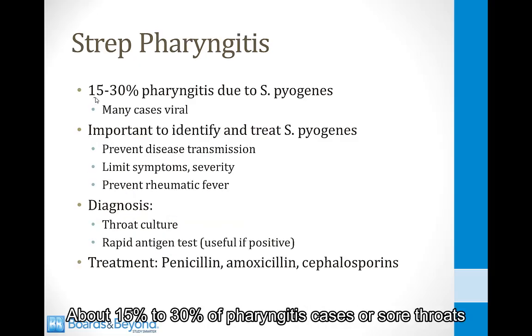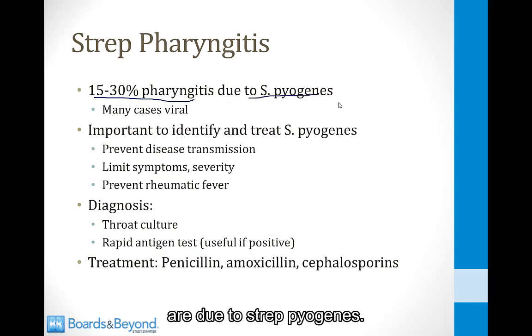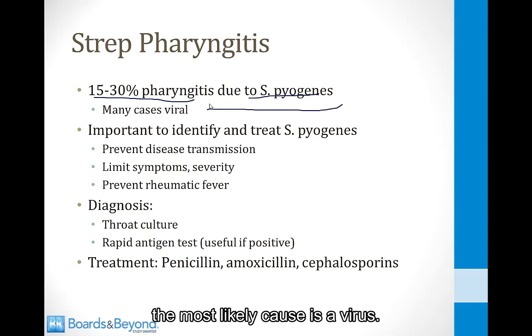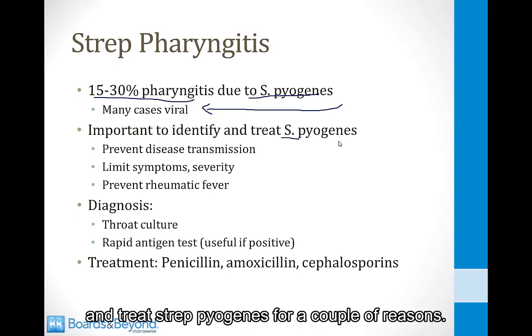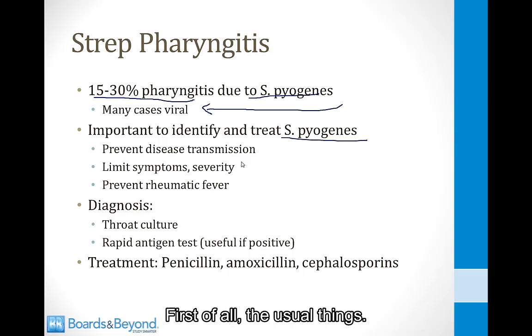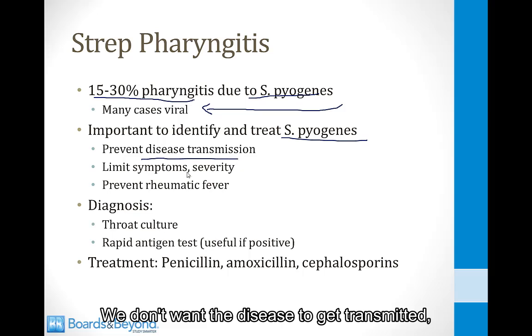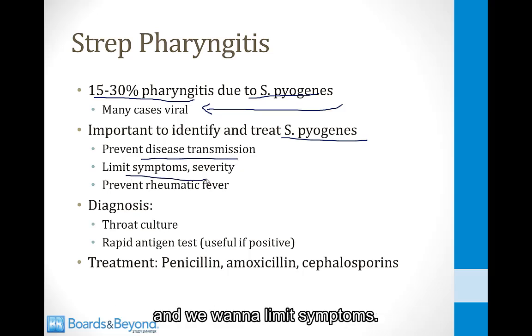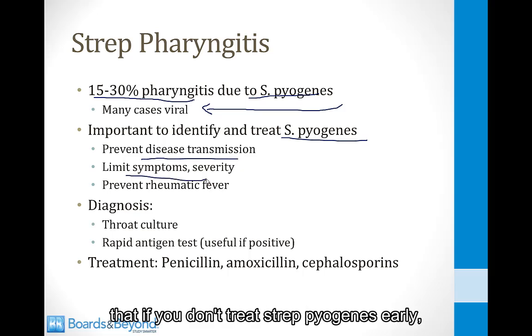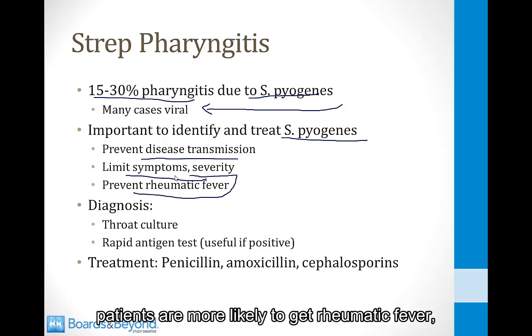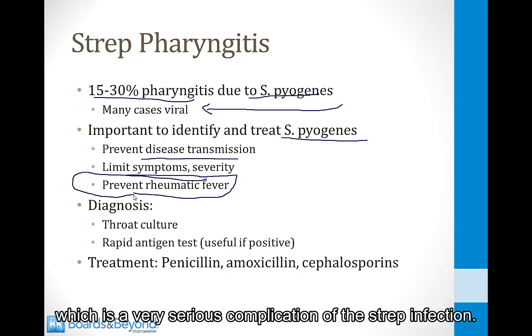About 15 to 30% of pharyngitis cases or sore throats are due to strep pyogenes. So you should know that if you ever have a sore throat, the most likely cause is a virus. Strep is much less likely. But still, it's important to identify and treat strep pyogenes for a couple of reasons. First of all, the usual things. We don't want the disease to get transmitted, and we want to limit symptoms. But importantly, if you don't treat strep pyogenes early, patients are more likely to get rheumatic fever, which is a very serious complication of the strep infection.